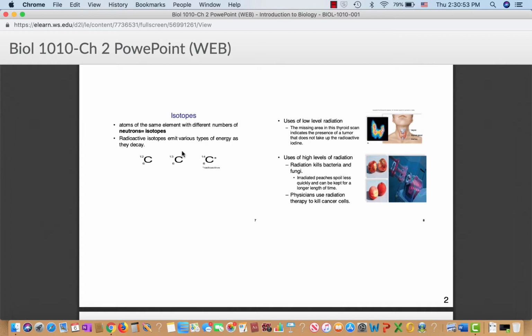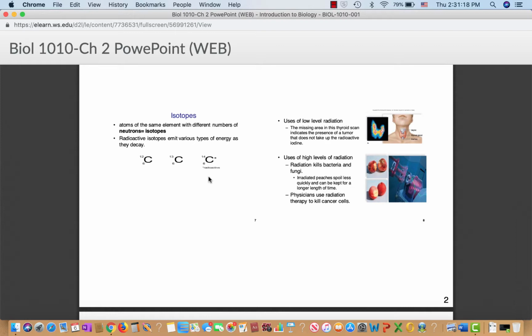For different isotopes, you have, so this carbon-12 is like the most abundant. You see it all the time. Nothing particularly strange about it. Carbon-13 has one additional neutron in the nucleus, and that just makes it a little heavier. And carbon-14, on the other hand, has 2 additional neutrons and is unstable because of that, which makes it radioactive.